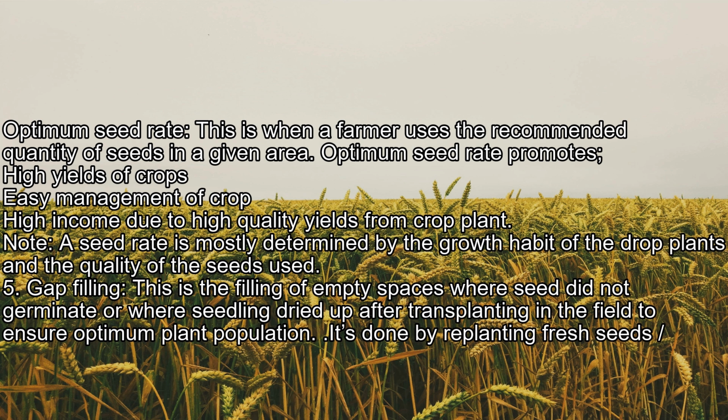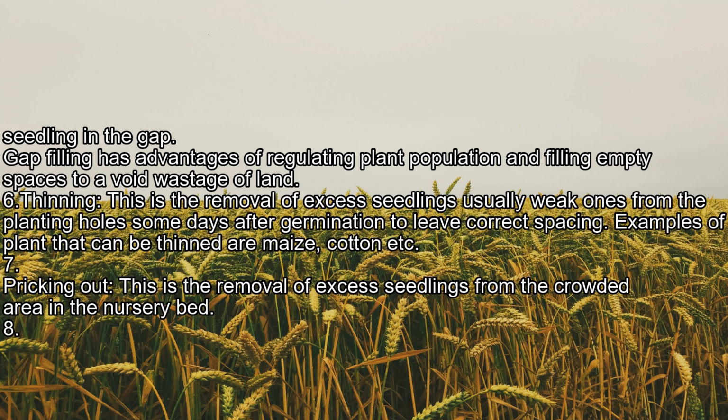5. Gap filling. This is the filling of empty spaces where seed did not germinate or where seedlings dried up after transplanting in the field to ensure optimum plant population. It's done by replanting fresh seeds or seedlings in the gap. Gap filling has advantages of regulating plant population and filling empty spaces to avoid wastage of land.